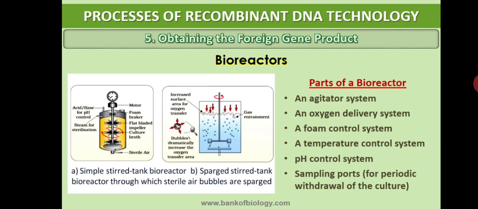Continuously you have to check the pH of the synthetic medium. And how to check it: with the acid base pH controller it is possible to maintain the pH of the synthetic medium. If it is more acidic, then you add the base and you can maintain that. If it is more basic, then you add the acid, and by that you can maintain the pH of the synthetic medium in the bioreactor.